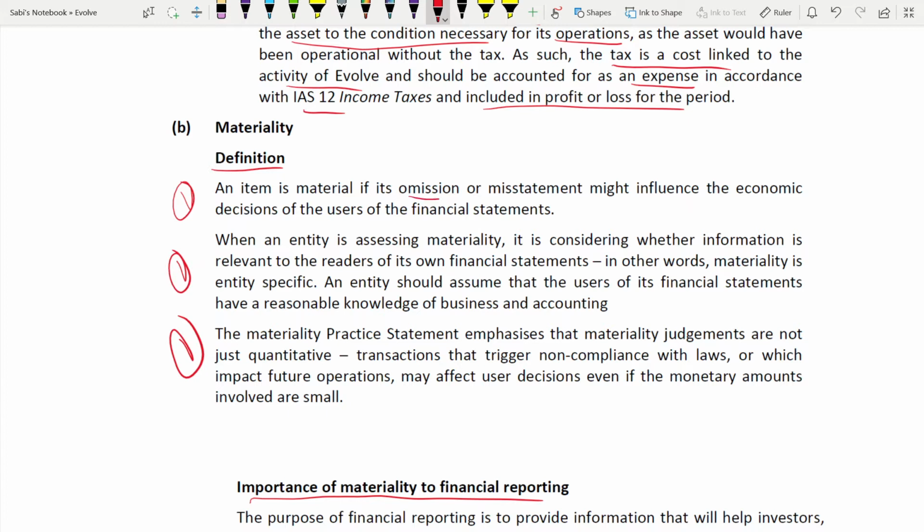The first definition is: when you omit or misstate information, if it is influencing the decision of the user, it is material. The second paragraph says, when you assess materiality, what do you have to take into account? Whether the information is relevant to the users, the ones who are going to read the financial statements. In other words, materiality has to be entity specific. It should not be general. That's why the financial statements of every company will be different, because materiality is very entity specific. Every entity has their own way of analyzing materiality. What is material for one company might not be material for another company, because it is entity specific.